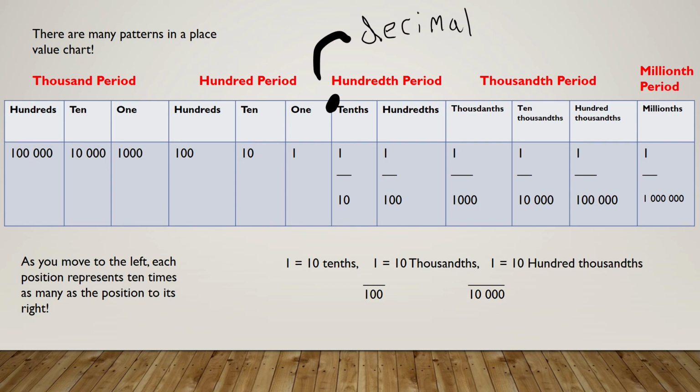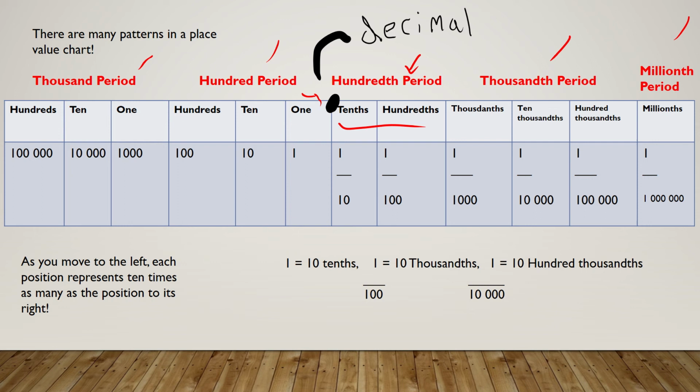And we have our 1,000 period. We have our 100 period, and then on the other side we have our decimal here. Then we have our 100th period, and as you'll see, it's just tenths and hundredths. Then we have our 1,000th period, sorry, thousandth, and we have thousands, 10,000s, 100,000s, and then we have our millionth period.